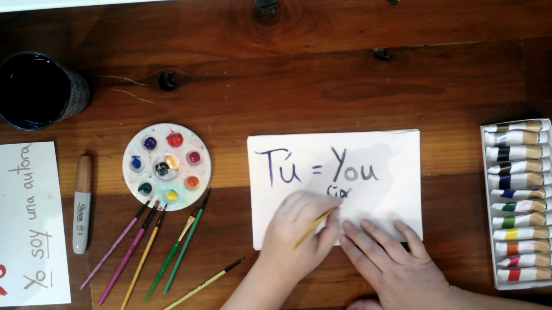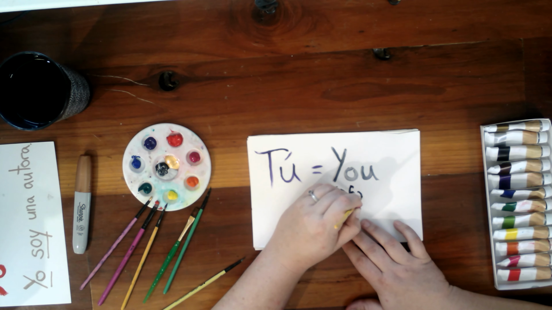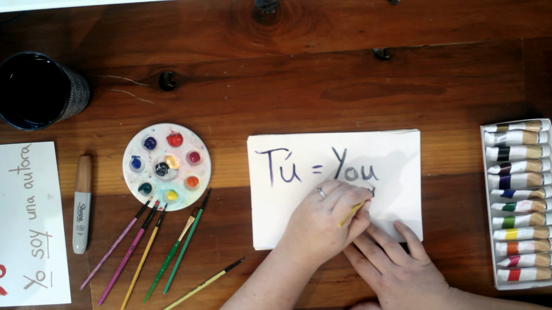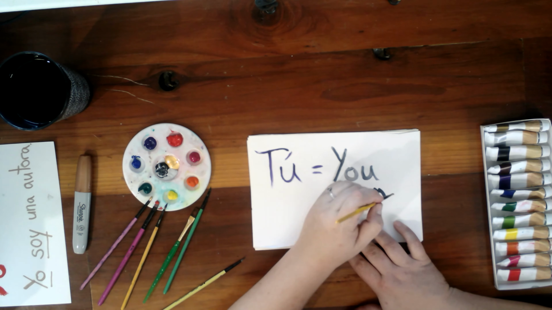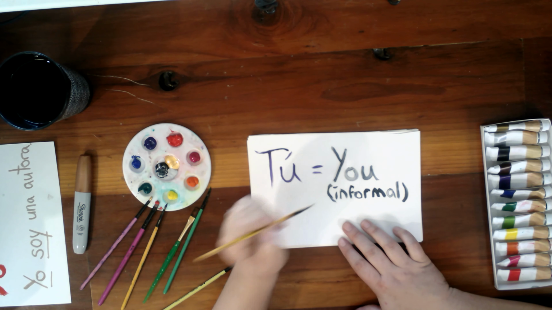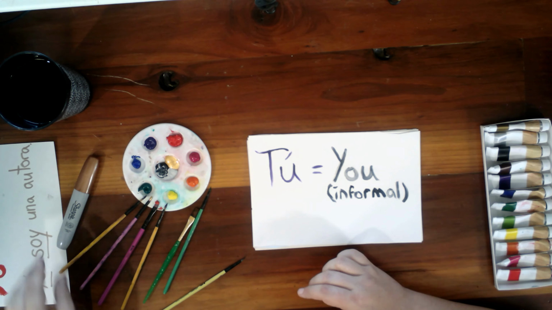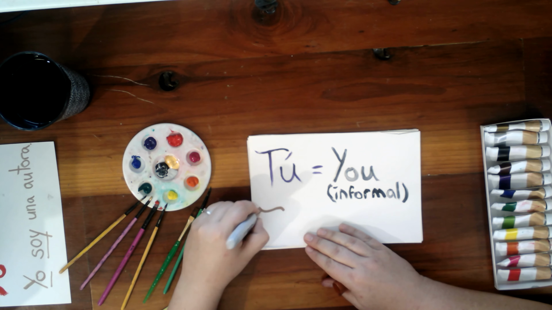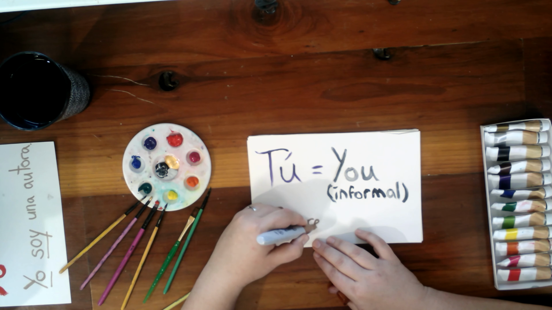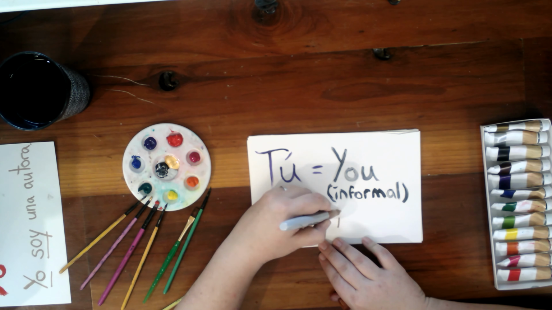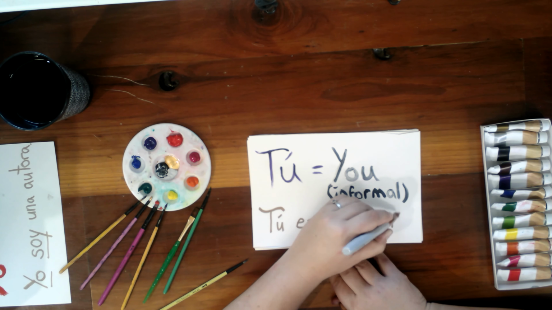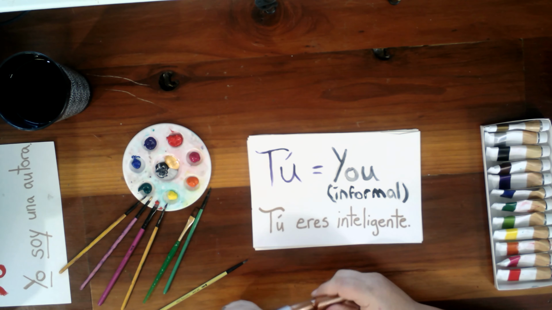Now, tú is the you that is informal. Tú we use when we want to talk to someone who we know, who we are familiar with, who is younger than us. This is the informal or the regular, I guess, way of saying it. So an example using the verb ser again would be tú eres inteligente, which means you are intelligent, which you are.